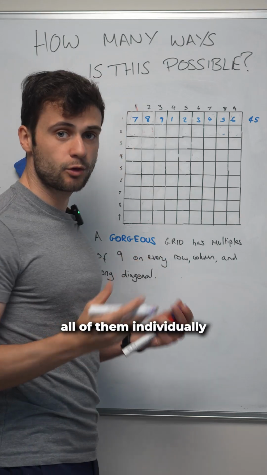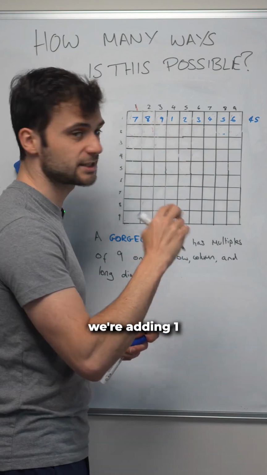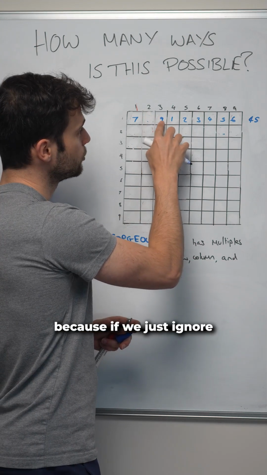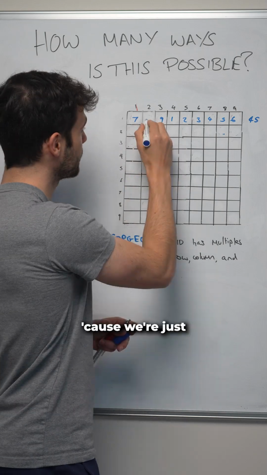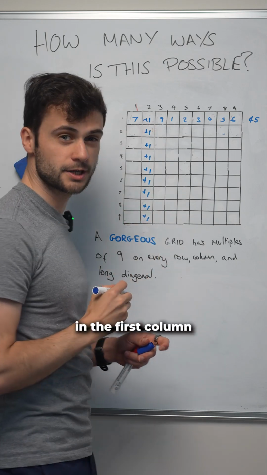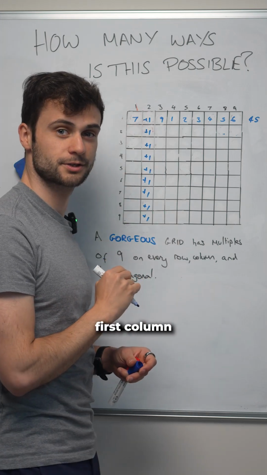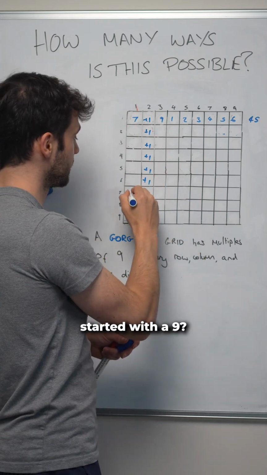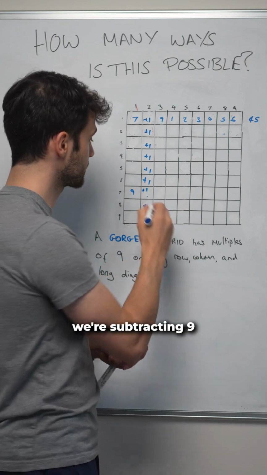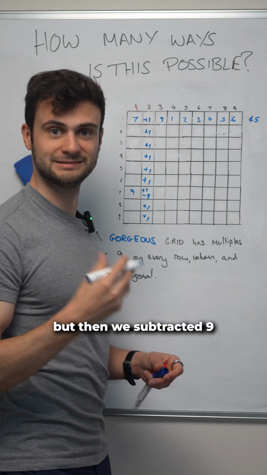Now, we don't want to check all of them individually. So when we go across each column in a single row, we're adding 1 each time until we get to 9, and then we go back down to 1. Because if we just ignore the 9 for a moment, because we're just adding 1, everything in this second column is adding 1 to whatever is in the first column. Overall, we're just adding 9 total to what's in the first column. Of course, the other case is, well, what if we started with a 9? Well, then we're kind of adding 1 to get 10, but it's not 10, it's 1. We're subtracting 9 afterwards. So we're still adding 9, but then we subtracted 9 afterwards.